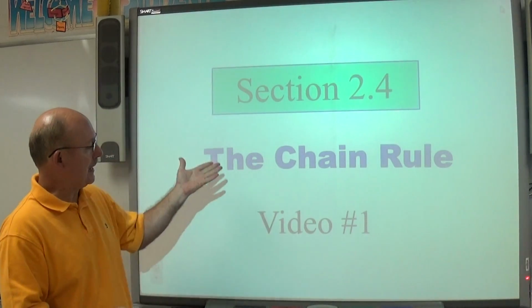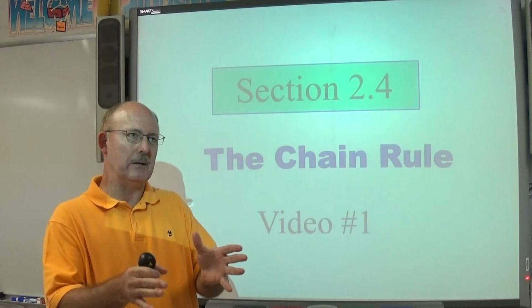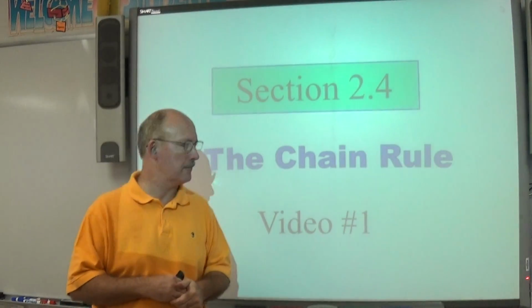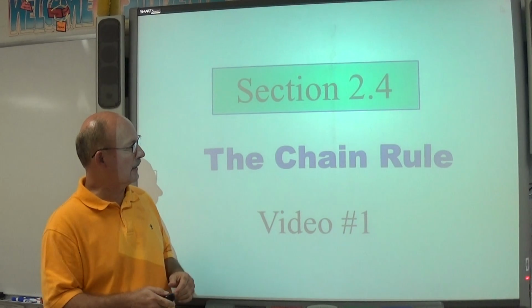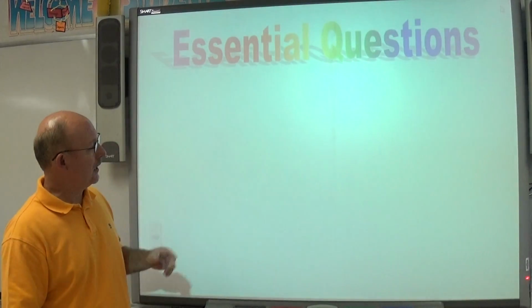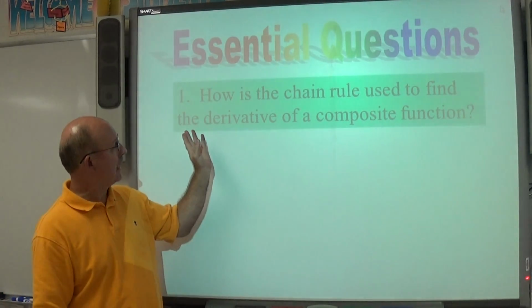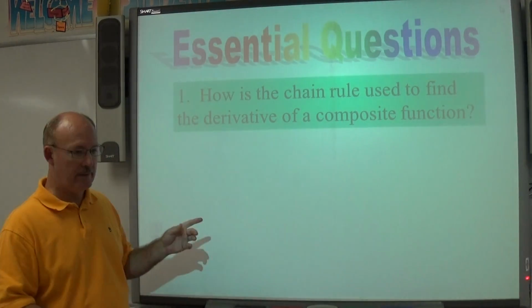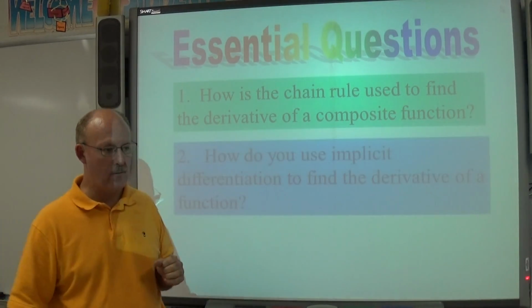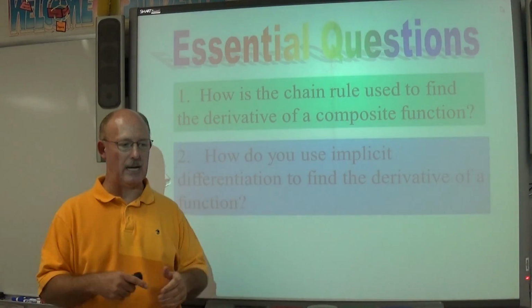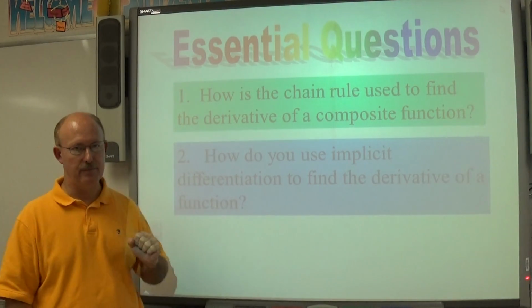First, this is actually the beginning of chapter 2, or actually section 2.4 in our textbook. So it's actually a second unit. I'm doing it as unit number 4. A couple of essential questions with this unit. We're going to look at first how the chain rule is used to find the derivative of a composite function. After we get finished with the chain rule, we're going to move right into implicit differentiation. How do we use implicit differentiation to find the derivative of a function?